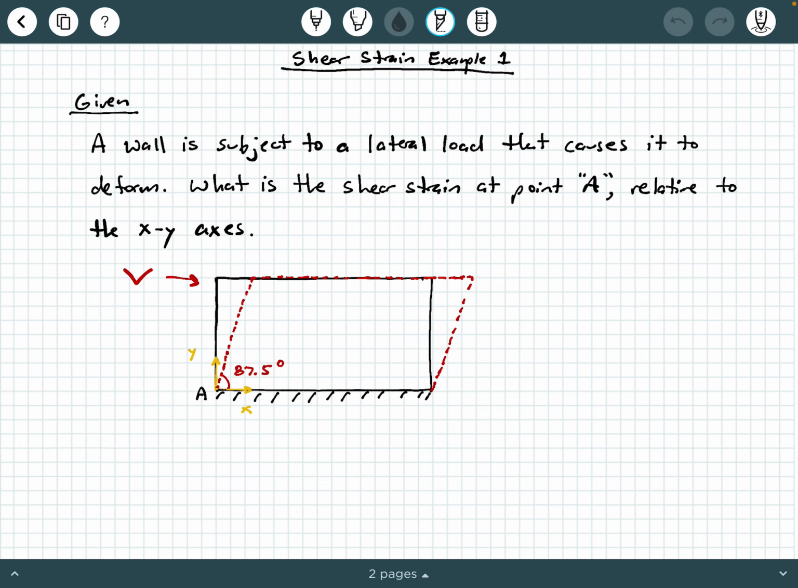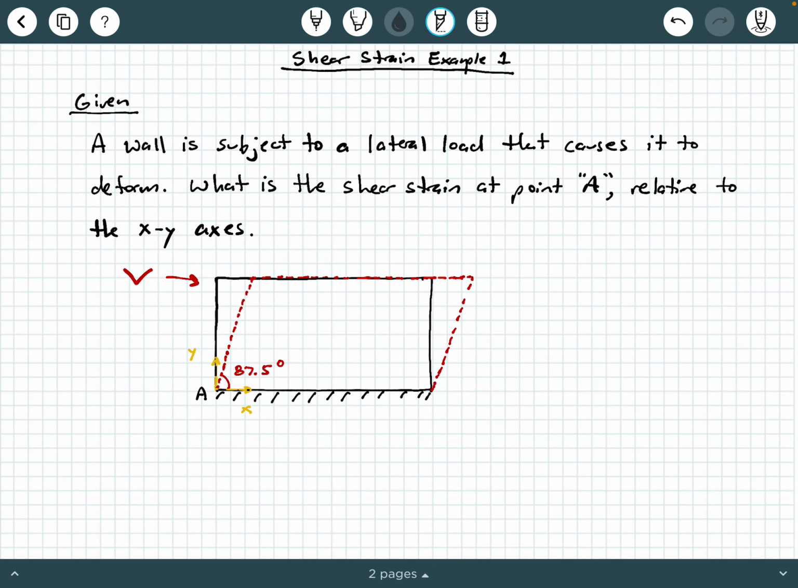In this figure, we see that we have a wall, and this is defined by this black line figure here. And each corner of the wall is at 90 degrees initially, okay? And the wall is fixed at the base, and point A represents the origin where we have an x-axis coming out to the right, and a y-axis coming upwards.